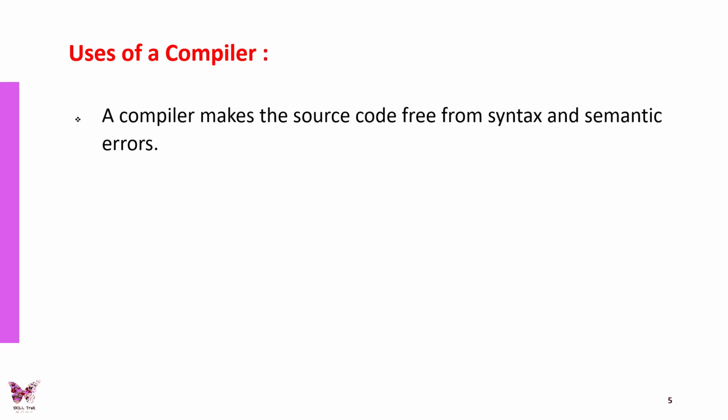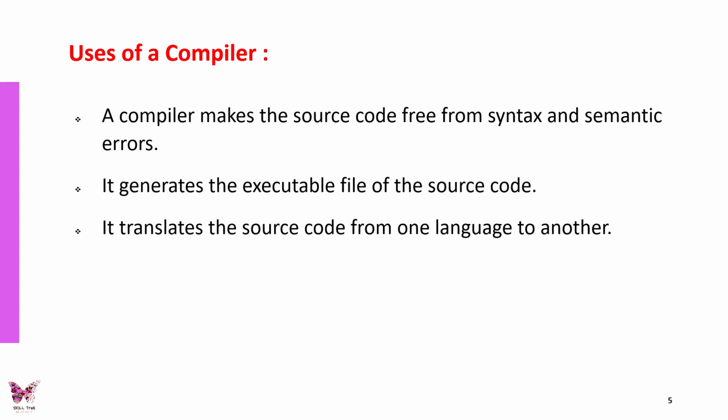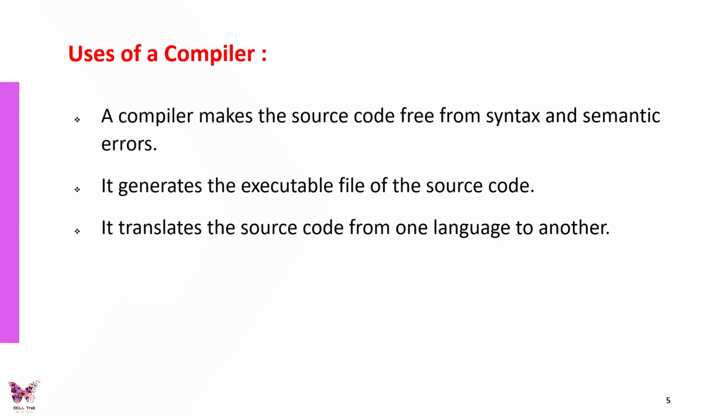Uses of a compiler. A compiler makes the source code free from syntax and semantic errors. It generates the executable file of the source code and also translates the source code from one language to another.